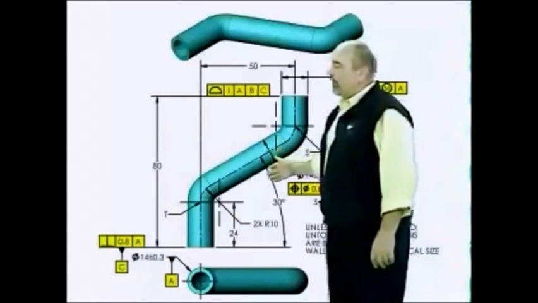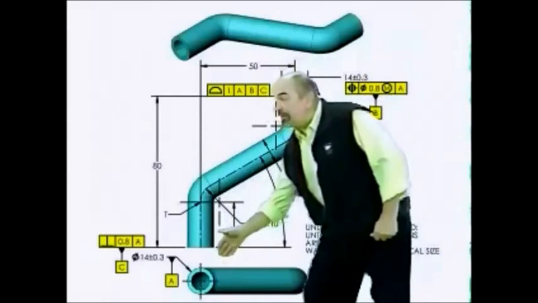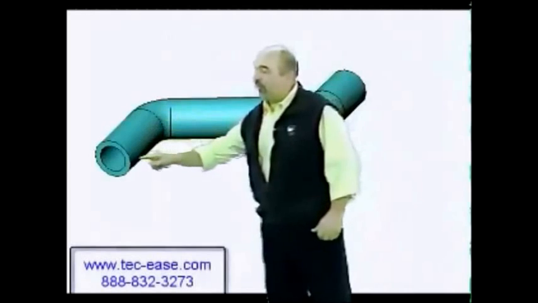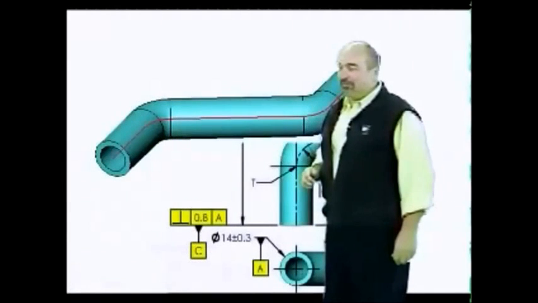Here's a drawing of a preformed tube. Datum feature A is the cylinder at the end of the tube, and it establishes an axis. That axis is the intersection of two perpendicular datum planes.